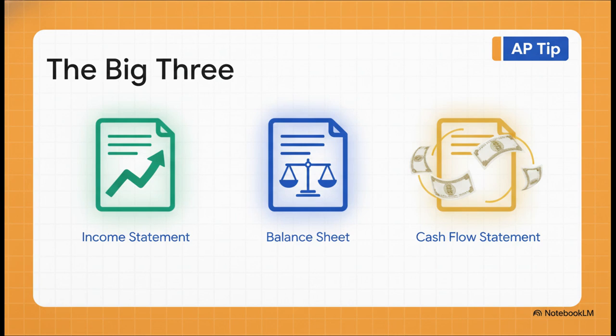And listen, here is a massive, high-value AP exam tip for you. Do not confuse the big 3 financial statements. The income statement measures profitability. The balance sheet shows the financial position, like a snapshot in time. And the cash flow statement tracks actual cash movement. Keep those 3 straight, and you are going to be in excellent shape.